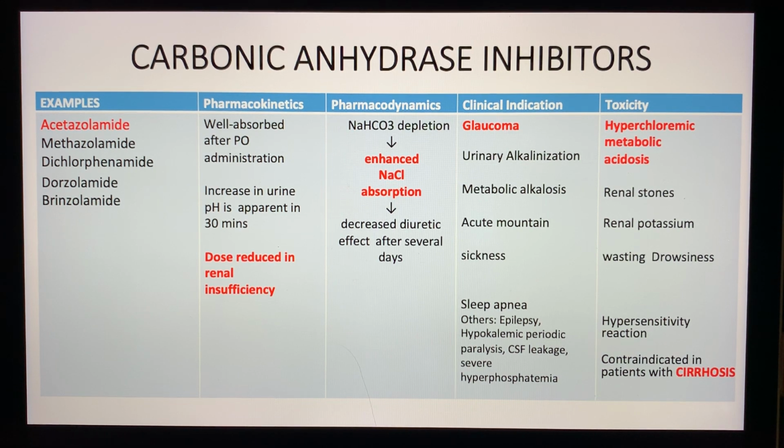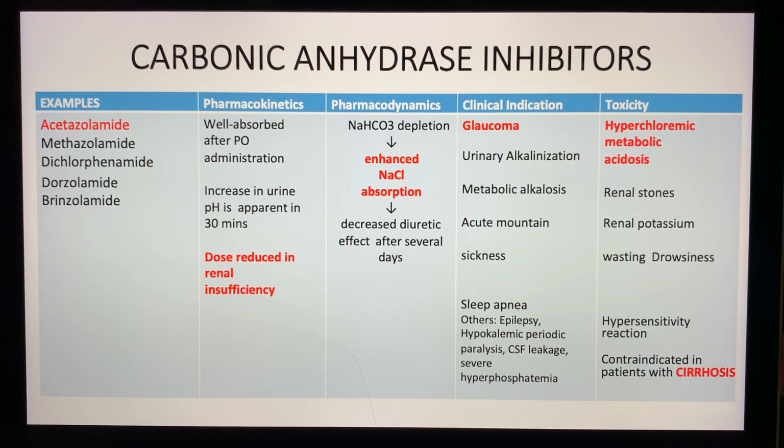So again, if you go to the textbook, this is from the 13th edition of Katzung, you will notice there's always more drugs which are there. So if your goal is to get the highest grade possible and to top the exam, hit the textbooks while you can. So again, examples of carbonic anhydrase inhibitors. The prototype is acetazolamide. We have methazolamide, dichlorphenamide, dorzolamide, and brinzolamide.